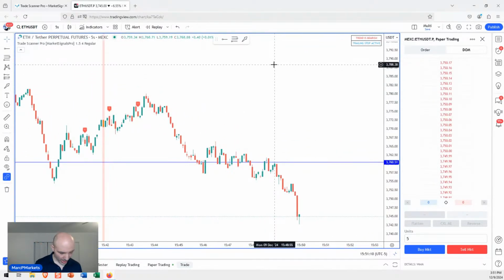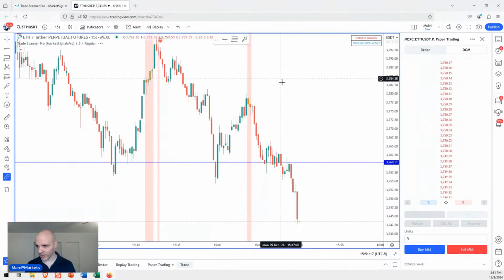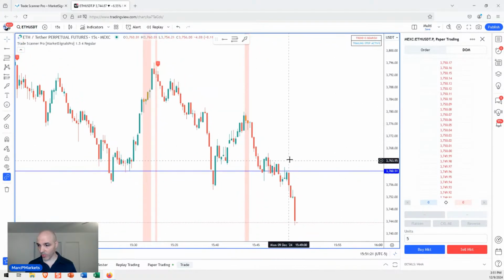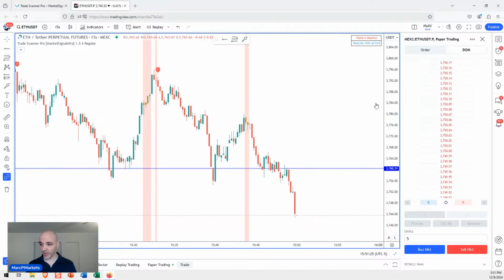Wow. I'm not going to a 1-second, that would just be stupid. I'm not doing that. How about a 15-second? I'm just curious, any signals? No signals on that whole move, right? Because it's not reversing high. It's not pulling back enough, because remember, the Trade Scanner Pro looks for pullbacks.